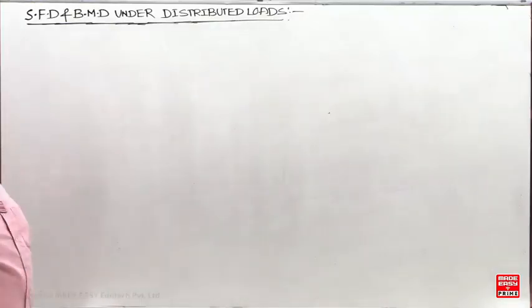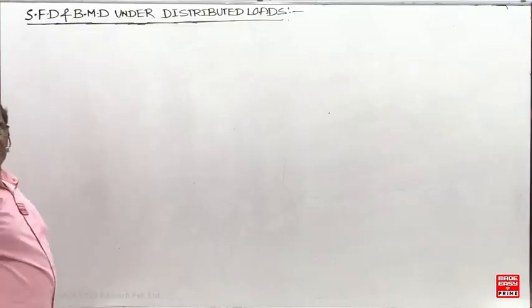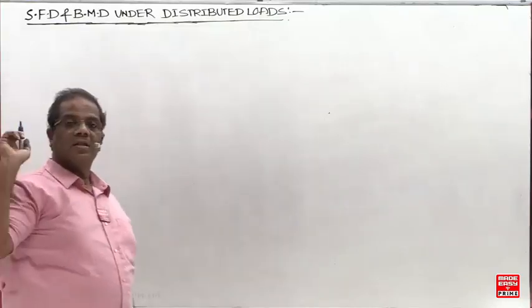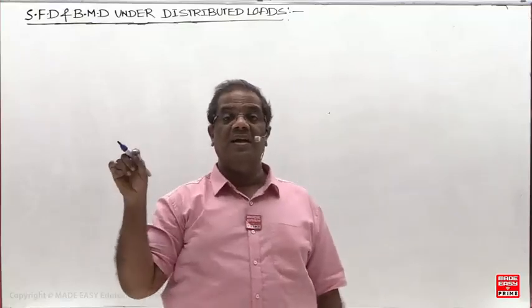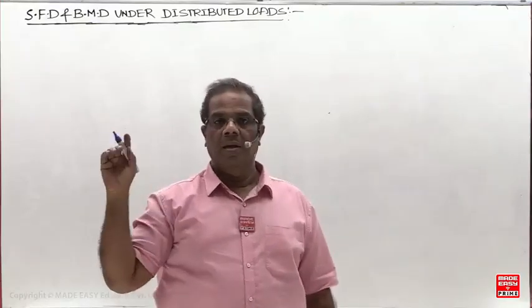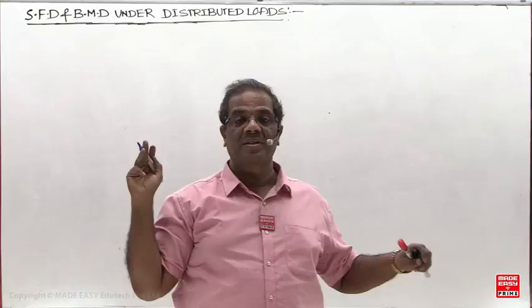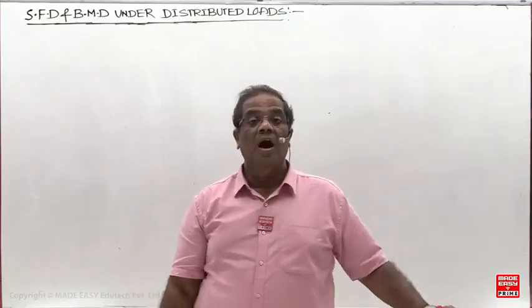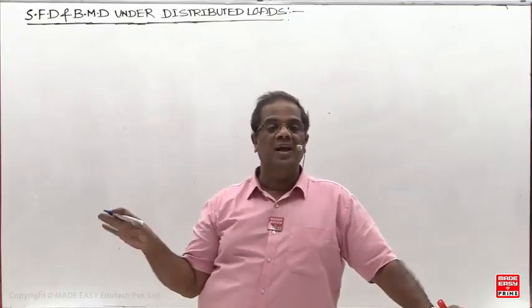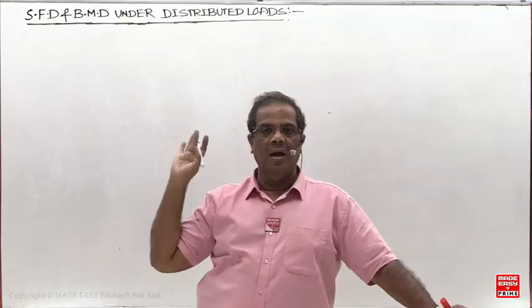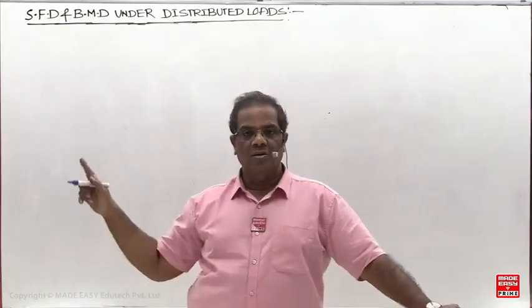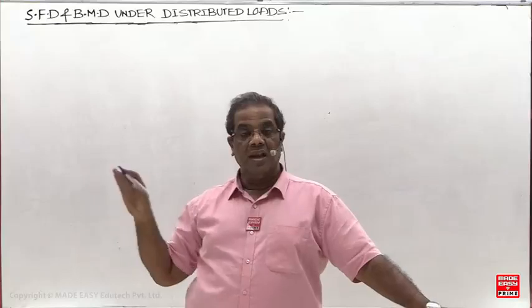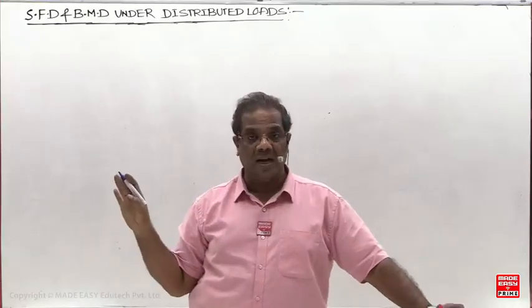SFD and BMD under distributed loads. Most students draw the SFD and BMD under constant loads correctly. But for distributed loads, they make a mistake because parabolas are going to be there. Always in distributed loads, UDL and UVL, the BMD is a parabola. But they make mistakes when drawing the parabolas. So now you can focus, and you can easily draw the parabolas correctly.